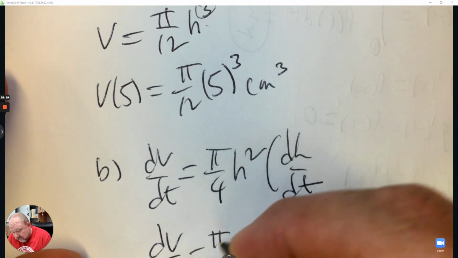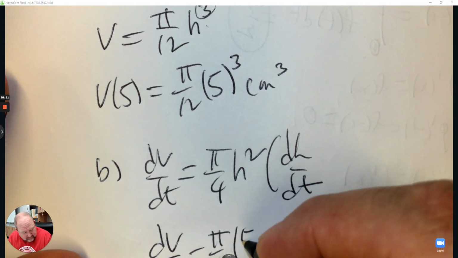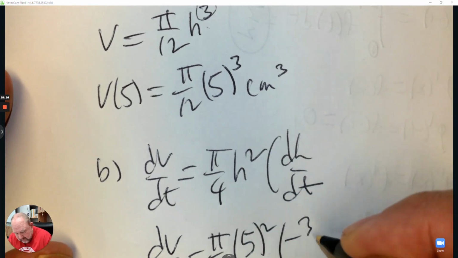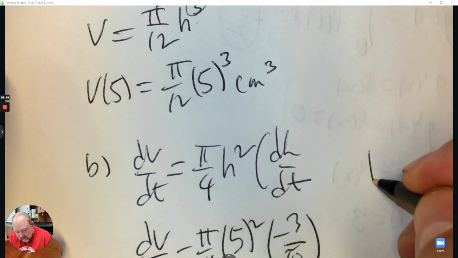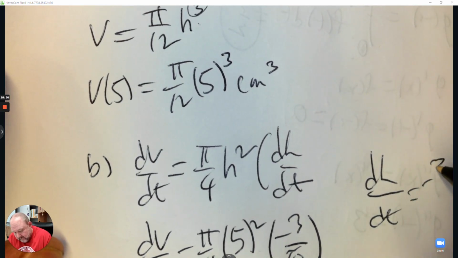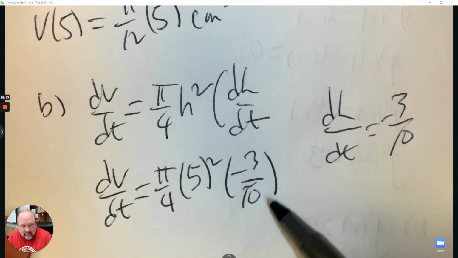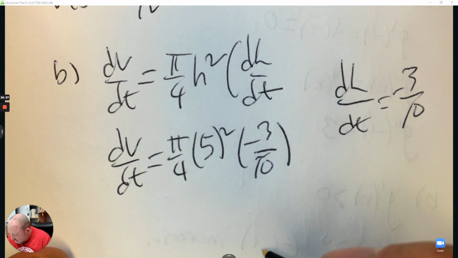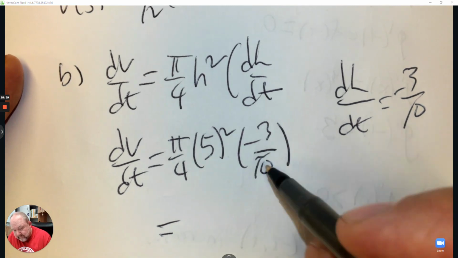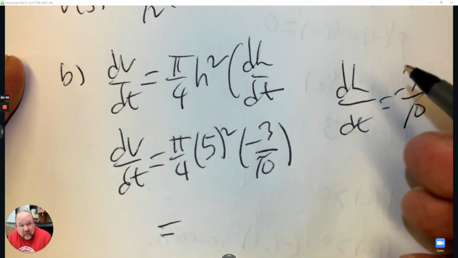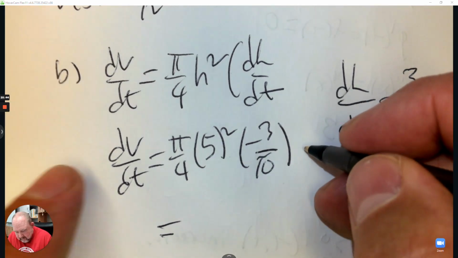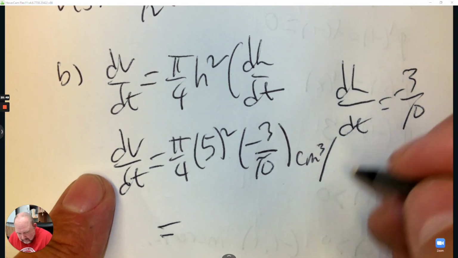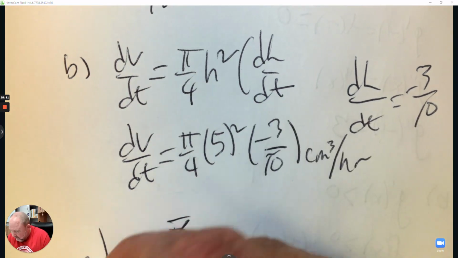So we know the height is 5, right? And then we know that the height is constantly changing at a rate of negative 3 over 10. So when I see that negative 3 over 10, it refers to the rate of the height changing and going down. And then you would type that in, and you would get whatever you would get. 25. Anyway, you don't even need to simplify it down. And the volume, again, would be centimeters cubed per, what's the time? Hour. And you'd have your answer. Part C.